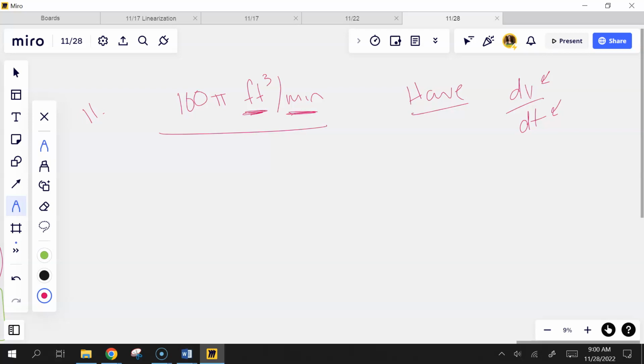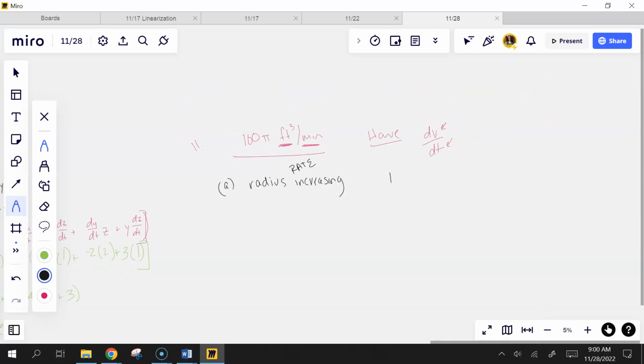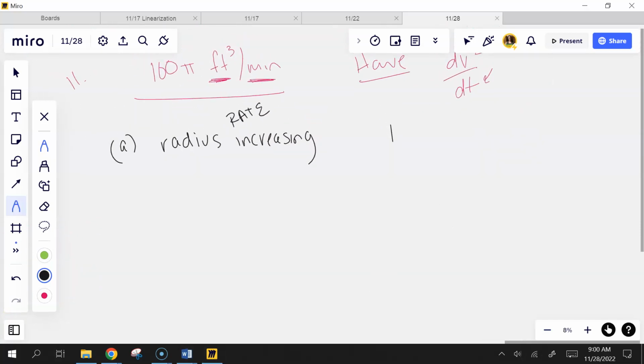A spherical balloon is inflated with helium at the rate of 100 pi cubic feet per minute. Then they say, how fast is the balloon's radius increasing? And when you see that increasing or decreasing, that automatically clues you into a rate, right? I'm looking for a rate. How fast is the balloon's radius increasing at the instant? At the instant, so now there's another keyword, right? Instantaneous. At the instant that the radius is 5 feet.